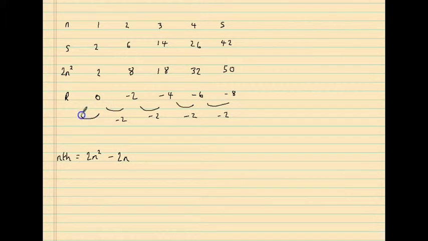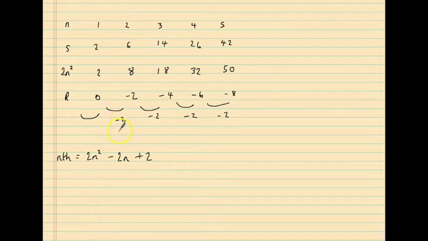Go back to what the sequence would have been at the start. Well, if we're going down in 2 each time, oh, sorry, going up in 2 each time, if we go up from 0 by 2, we're going to get plus 2. So our nth term of the first one becomes 2n squared minus 2n add 2.